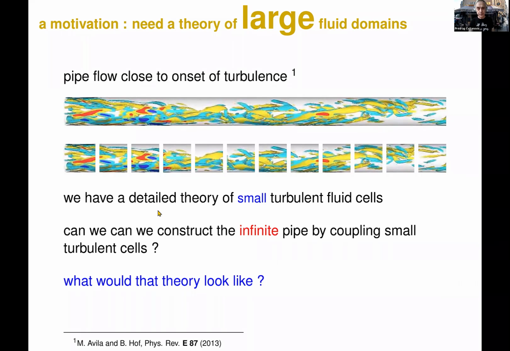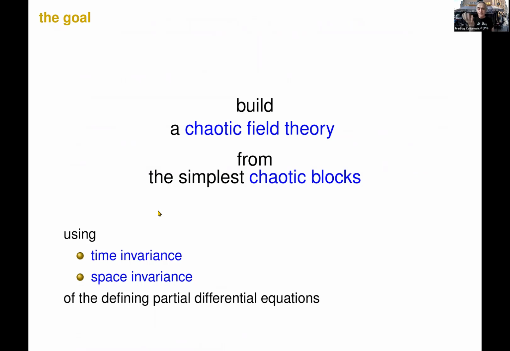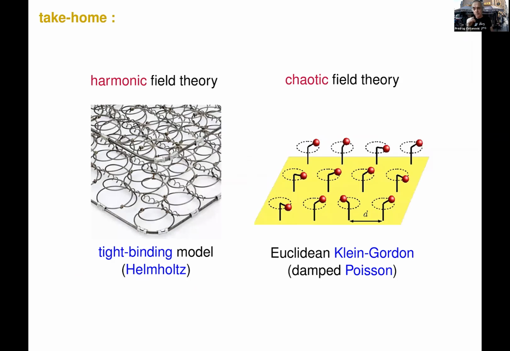There are many motivations, what I say. So we would like to build up a chaotic or turbulent field theory from the simplest blocks, putting them together. And we'll do it in the usual ways, the way we write laws of nature. We'll demand time invariance: the law will be the same today and tomorrow. We'll demand space invariance: a measurement in Kyoto is the same as a measurement in Atlanta. If you fall asleep in a minute from now, please take this as a take-home lesson.